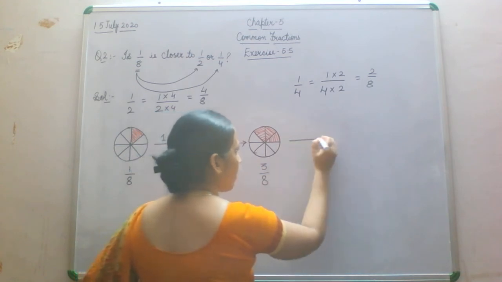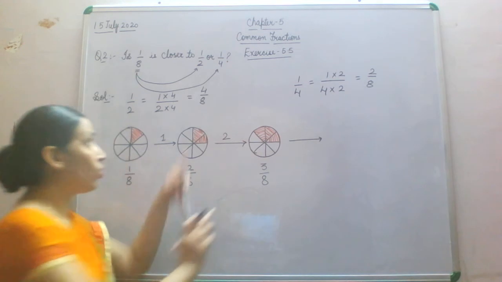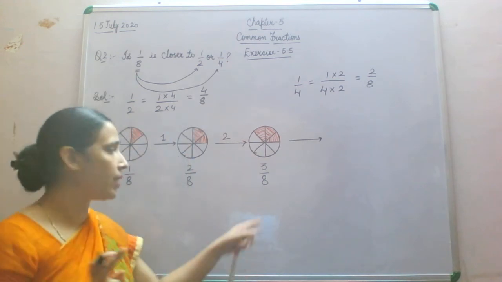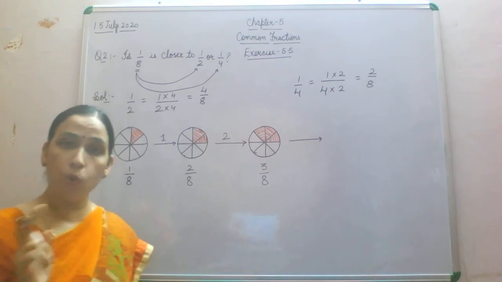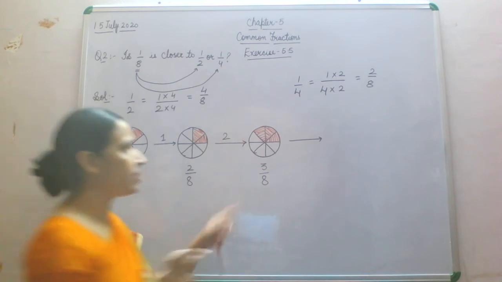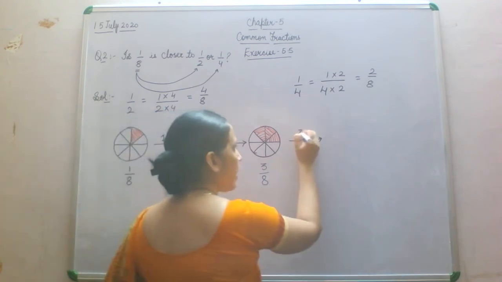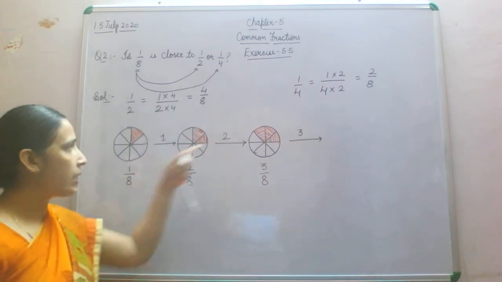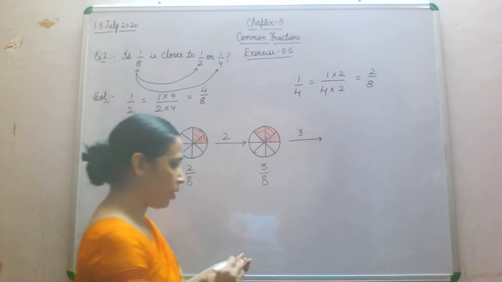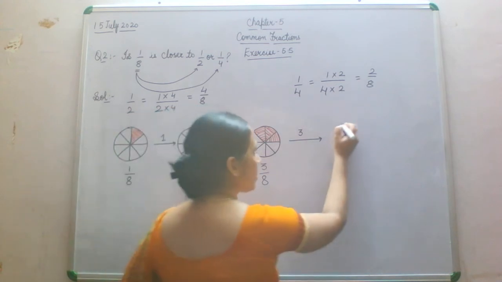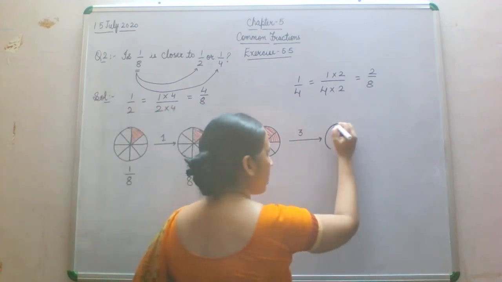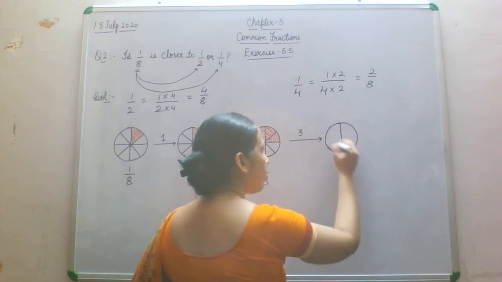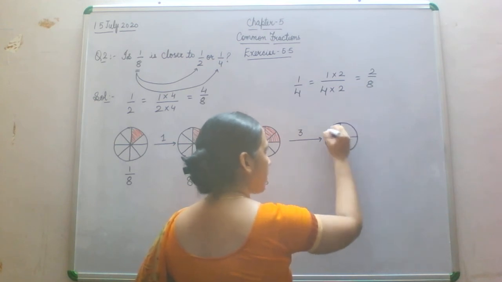Now again we have not got 4 by 8. It means 1 more 1 by 8 we will add in this. It means 3 times we have added. How many times? 3 times. 1, then 2, then 3. So here again we will draw a circle, and this circle will also be divided into 8 parts.